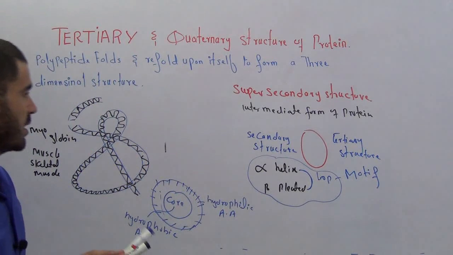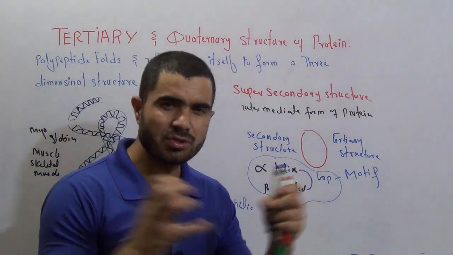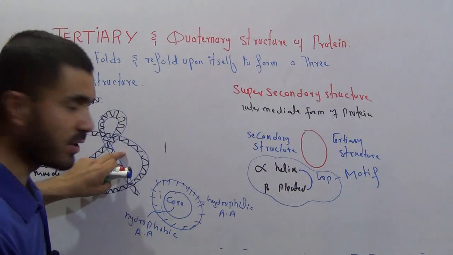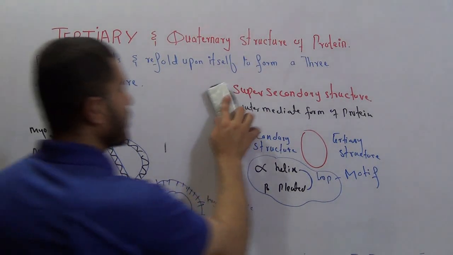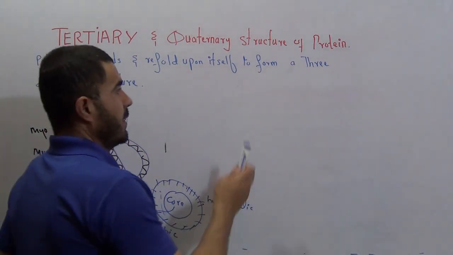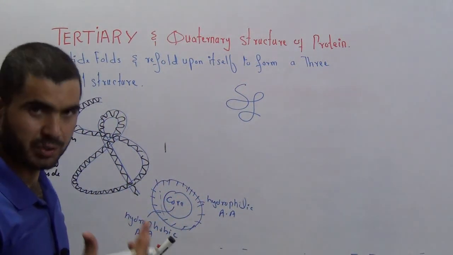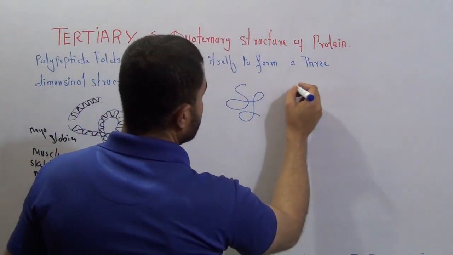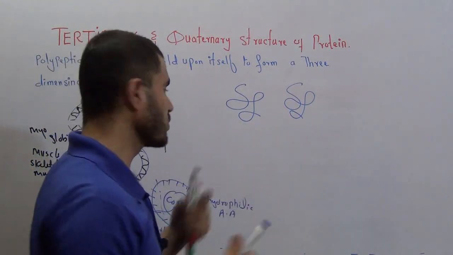What is quaternary structure? In quaternary structure we will see an association of two or more than two of this kind of unit, like this tertiary unit. Let me write here very clearly on the whiteboard. Let's suppose that this is one tertiary protein, a unit of tertiary protein, and then there is another tertiary protein, another unit, 2, 3, 4 or whatsoever.